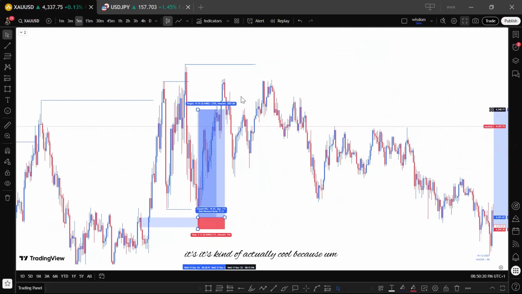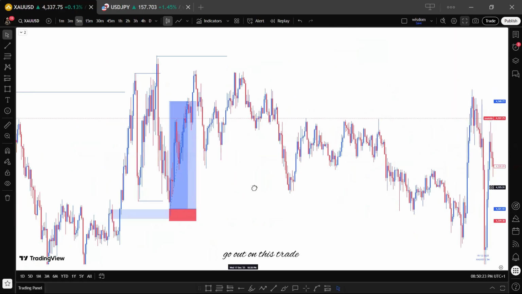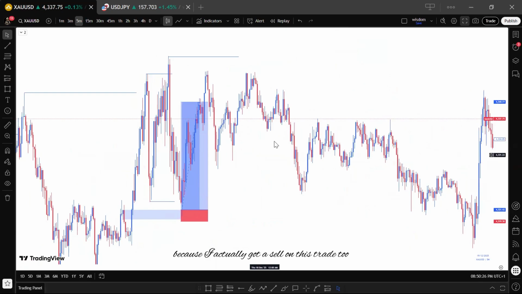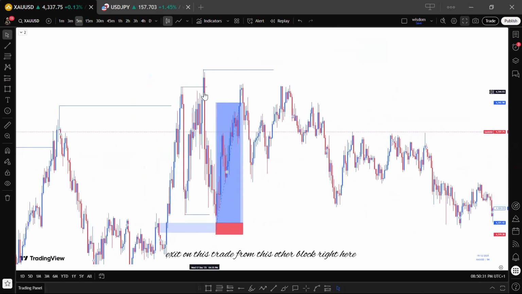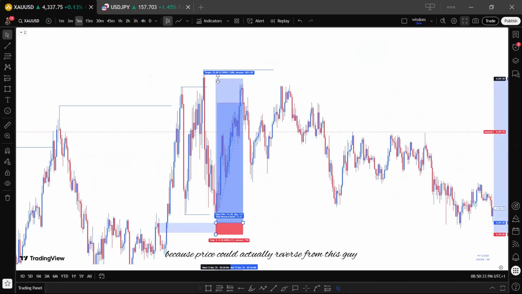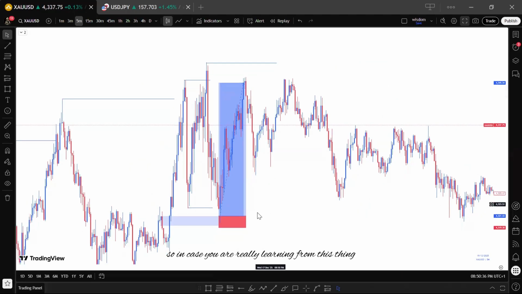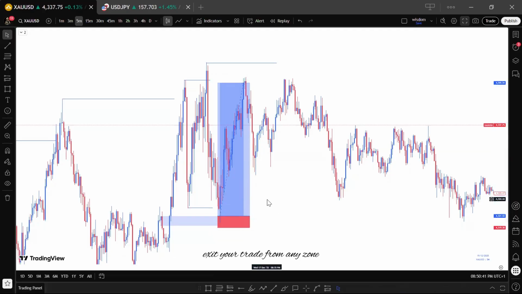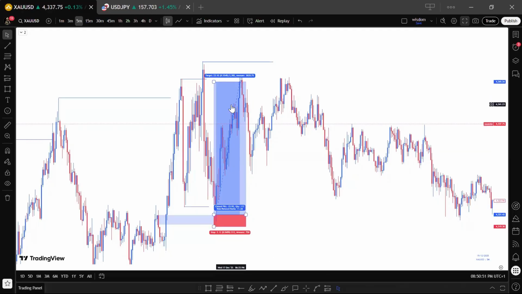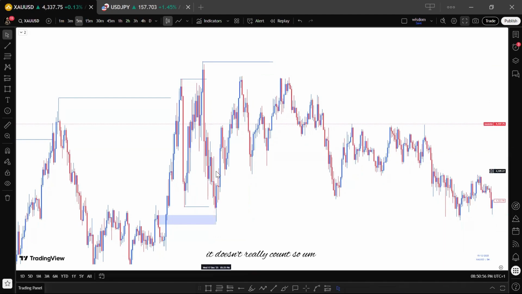It's kind of cool, because if I really want to go out on this trade, since I got a sell on this trade too, I will exit from this other block right here, because price could reverse from it. So in case you are learning from this, you can exit your trade from any zone that might threaten your break even, from a supply a few pips close to your take profit. Here it doesn't really count.